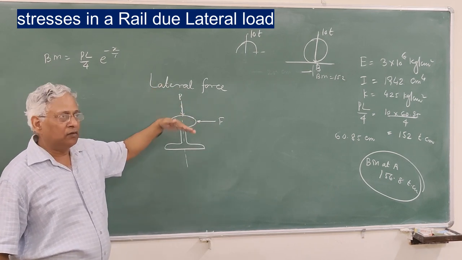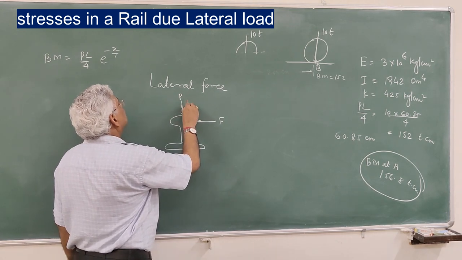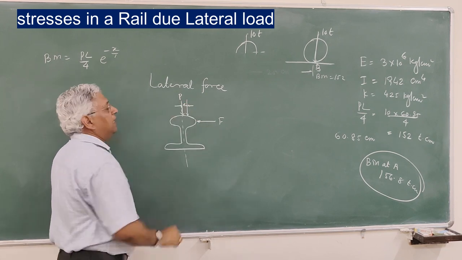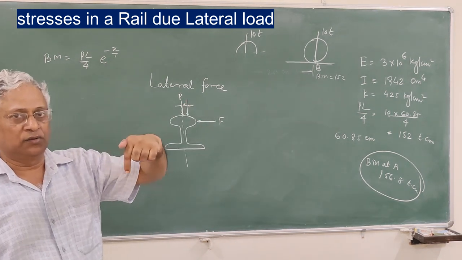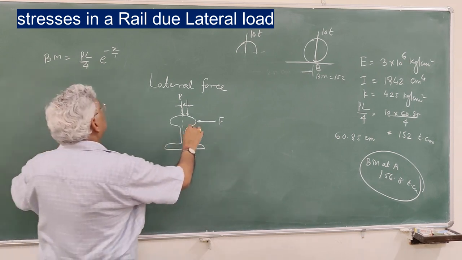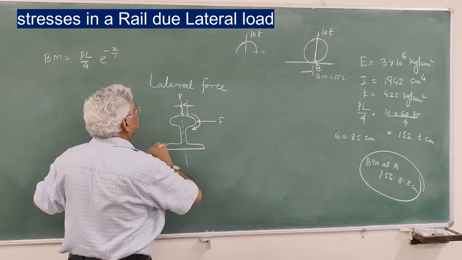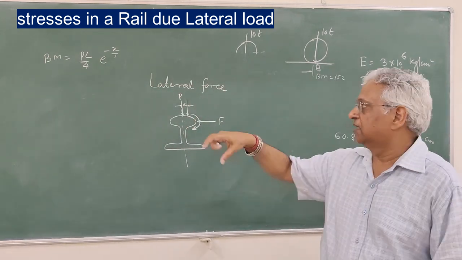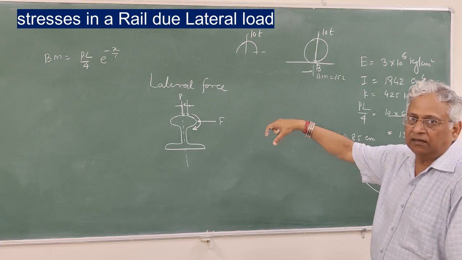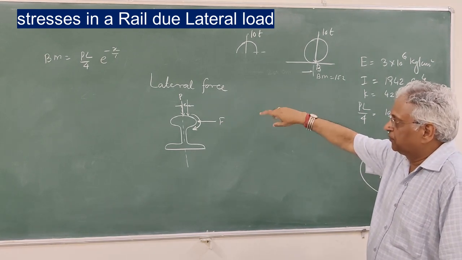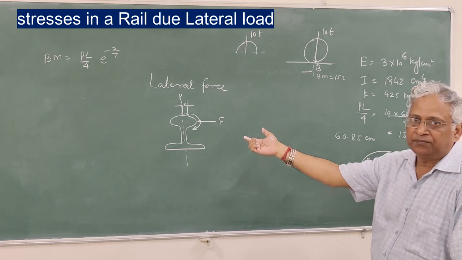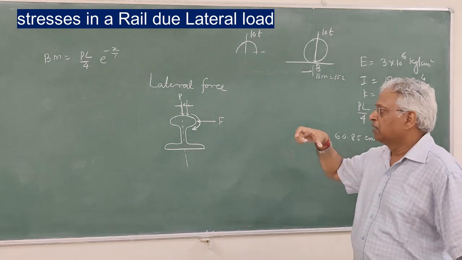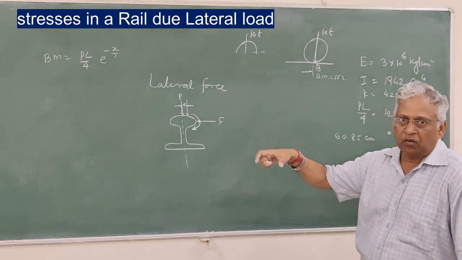And when the lateral movement of the wheel occurs, then there is always an eccentricity in the load, e. And because of this eccentricity in the vertical load, there will be a twisting force here, P into e. That depends upon the wheel load. Wheel load is quite heavy. Eccentricity, because of lateral movement of the axle, and because of eccentric load, there will be a twisting of the rails at the head.